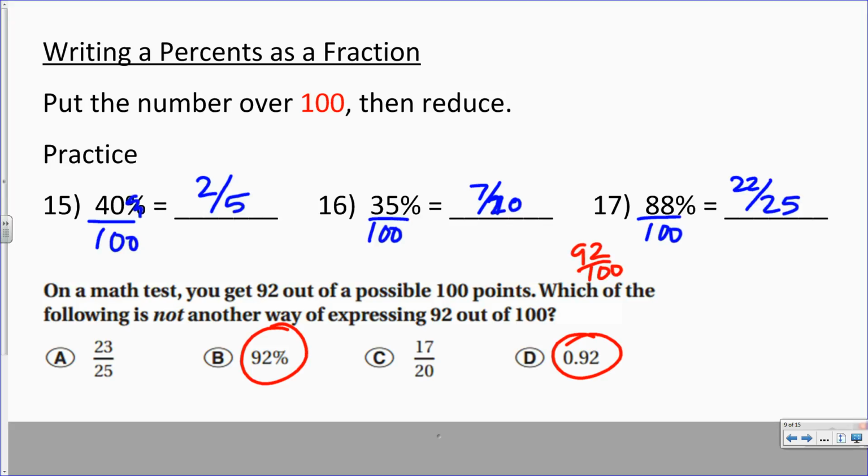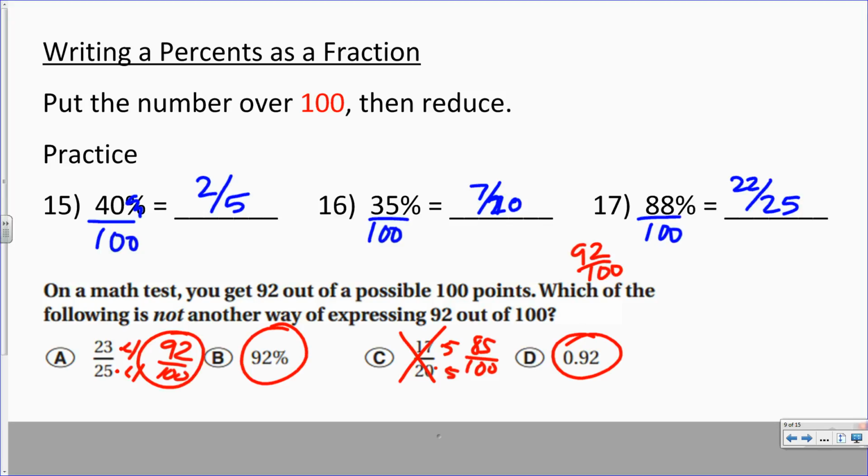So then we need to figure out each of these. So you could notice that 25 goes into 100 4 times, multiply by 4, or you could just take 23 divided by 25. Either way, you're going to get 92 out of 100. Whereas this one, if you multiply by 5 to get 100 on the bottom, 17 times 5 is 85. So the one that does not belong is letter C because each of the others are 92 over 100.